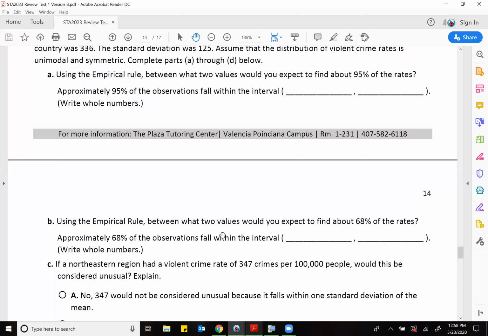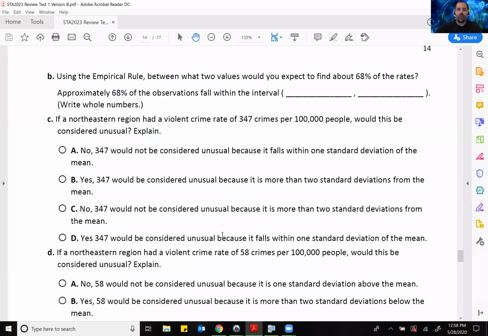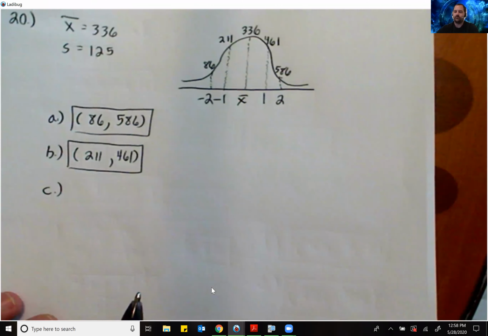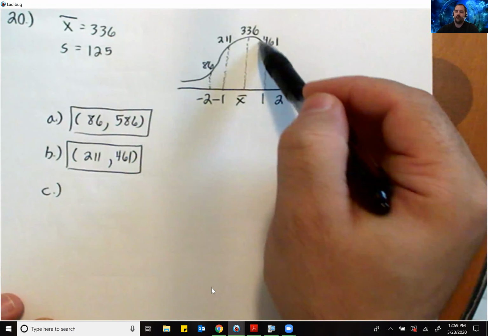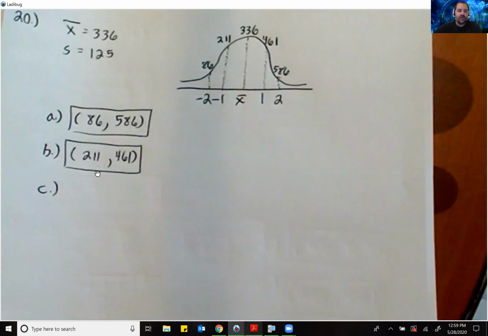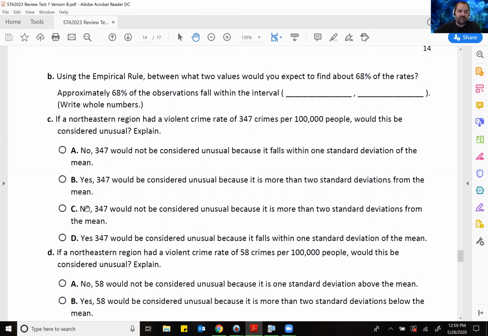C says, if a northeastern region has a violent crime of 347, is this unusual? So 347 is right in here. That's usual, right? So we're going to say no. So it's either A or C. Which one is it? A, because it falls within one standard deviation. See how this question is just like what we did a second ago, except this time we just had to make the picture.